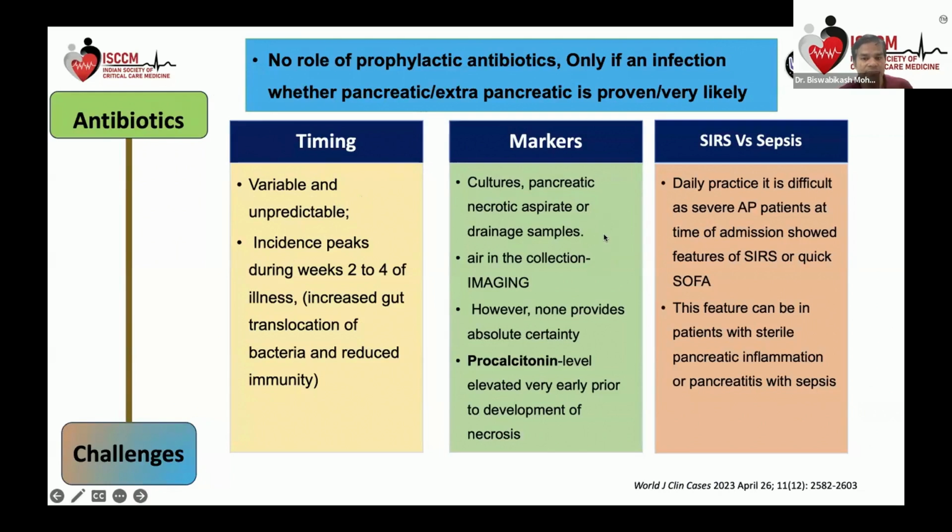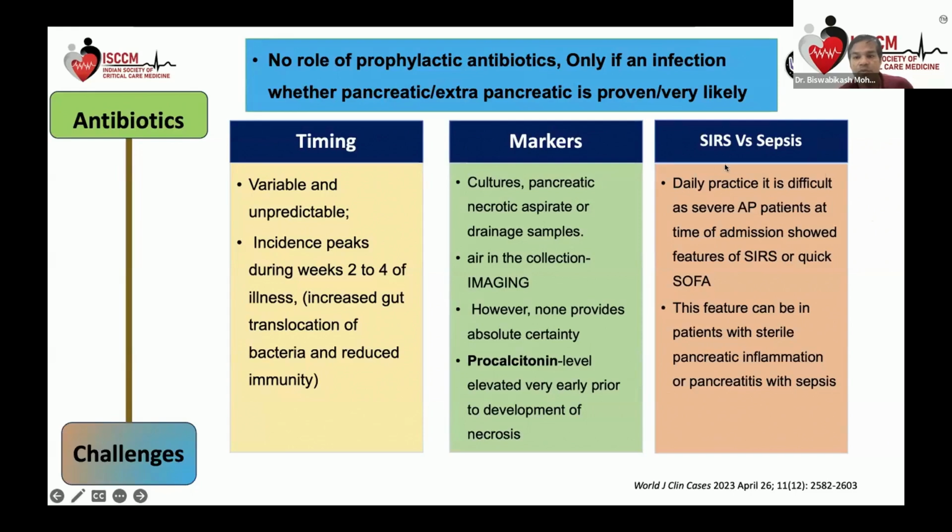Apart from that, we should know what evidence or markers to use to start antibiotics, especially what cultures, pancreatic necrotic aspirate and drainage samples we are taking. Sometimes we rely on imaging where we find air in the collection; air in the pancreatic collection is evidence that the patient is going towards pancreatic infection. But none of these provides absolute certainty in the diagnosis of infection. We also rely on procalcitonin, but procalcitonin is elevated very early, prior to development of necrosis. That's why none of these markers can tell us 100% whether we should start antibiotics early or not.